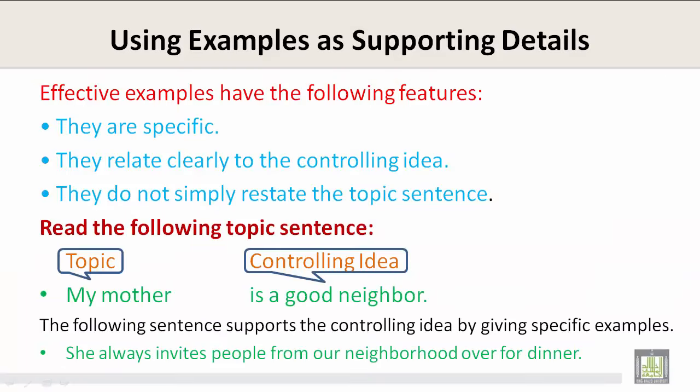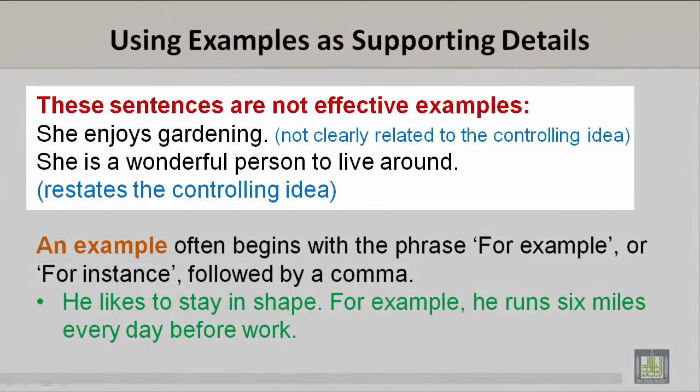Effective examples have the following features. They are specific. They relate clearly to the controlling idea, and they do not simply restate the topic sentence. Read the following topic sentence. My mother (topic) is a good neighbor (controlling idea). The following sentence supports the controlling idea by giving specific examples, like, "She always invites people from our neighborhood over for dinner." These sentences are not effective examples.